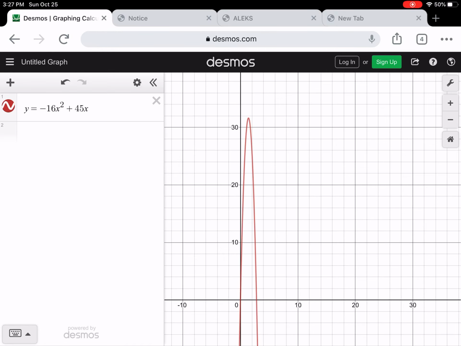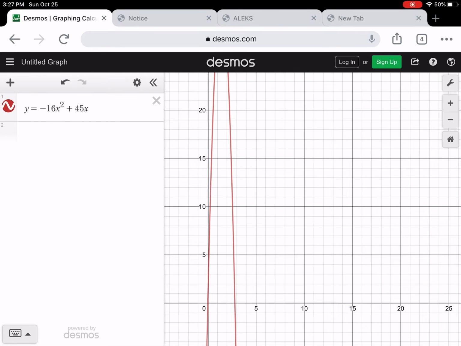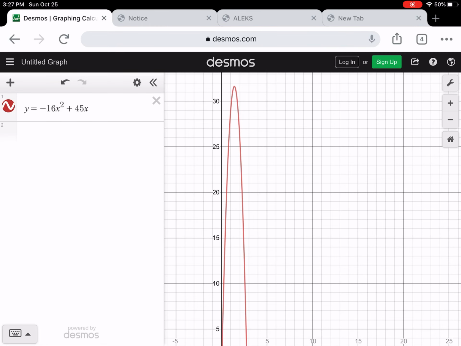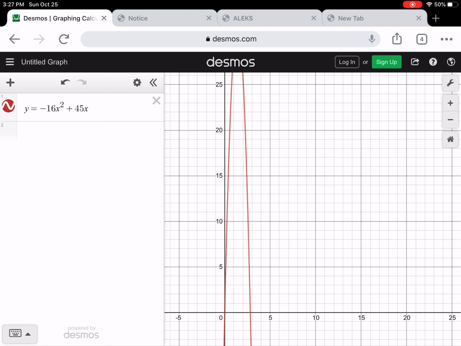we have an x-intercept of 0, and we also have an x-intercept of, by the way, all I'm doing is tapping on the points to see where those x-intercepts are. We have an x-intercept of 0, and we also have an x-intercept of about 2.81, and the vertex is at 1.41, let's say, and then 31.6. Okay, so let's make a rough sketch of that.